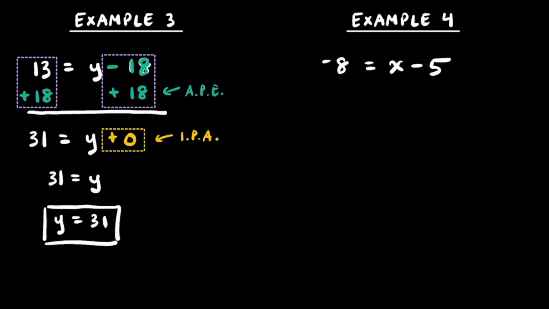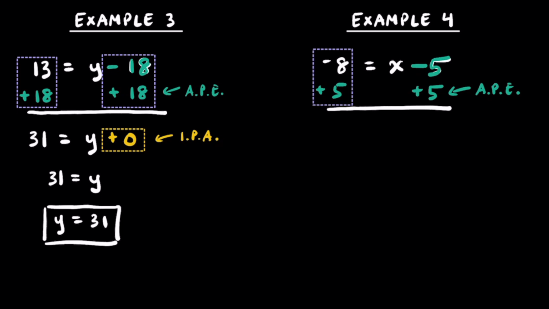For example 4, we have the equation negative 8 is equal to x minus 5. To solve for x, notice what we have on the same side of it, which is this minus 5. And to get rid of that minus 5, we're going to use the opposite and add 5 to both sides of the equation.